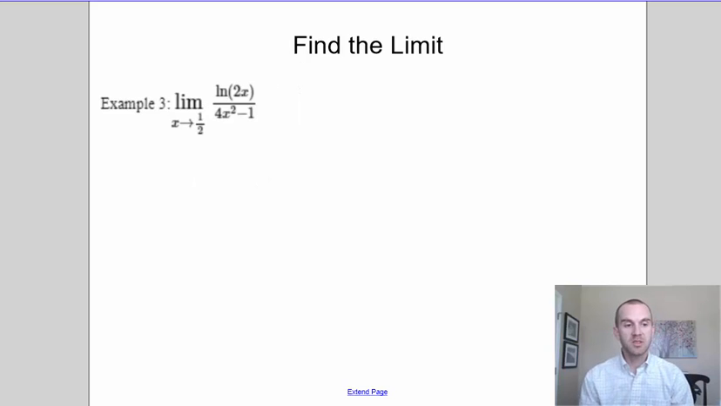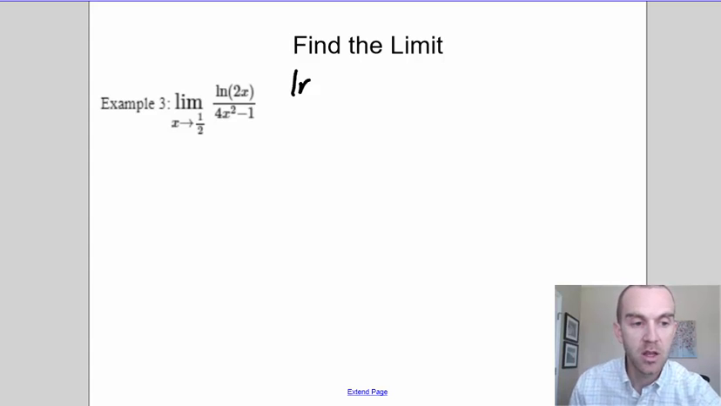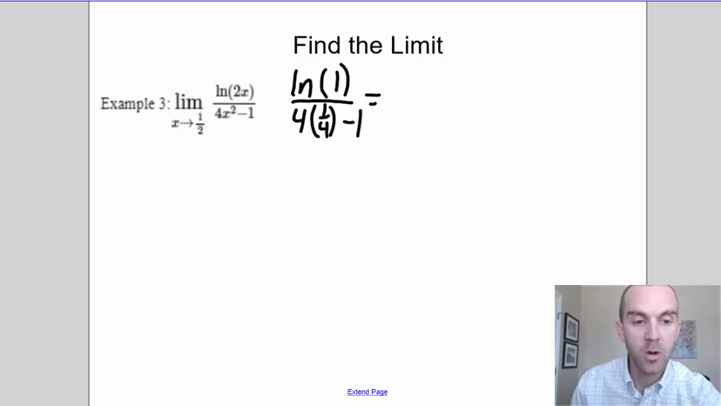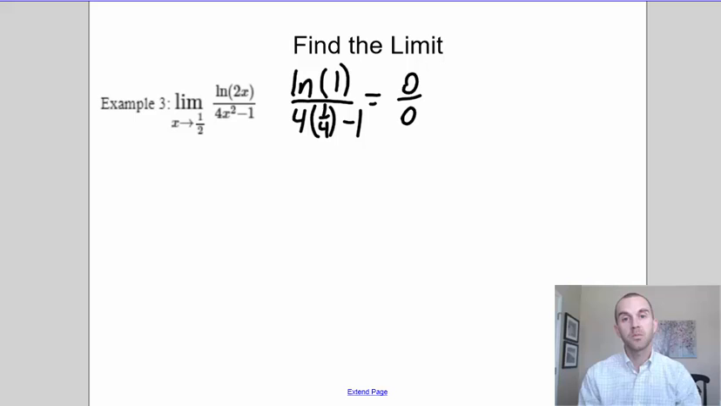All right, now what happens with this one? Here we're approaching x approaching 1/2. We've got the natural log of 2x over 4x squared minus 1. So let's just see what happens first. So the natural log, 2 times 1/2 is 1. And then here we have 4 times 1/4 minus 1. We end up with 0 over 0. Again, we don't want to work with 0 over 0, so we're going to check L'Hopital's rule.